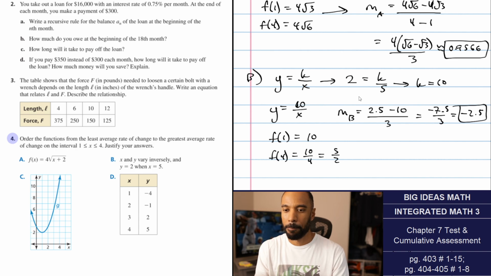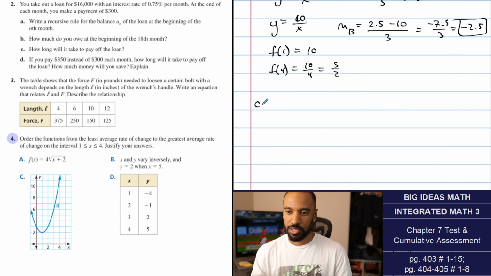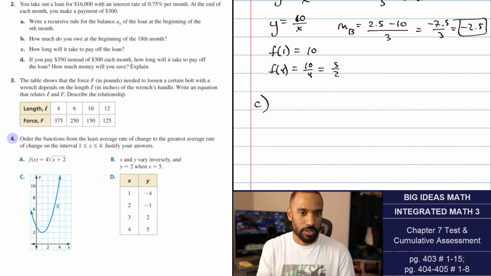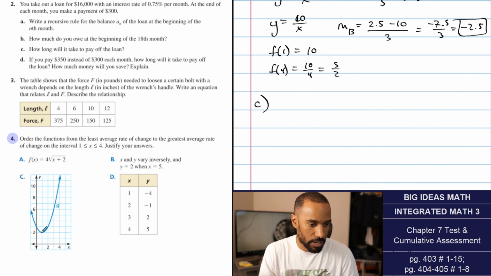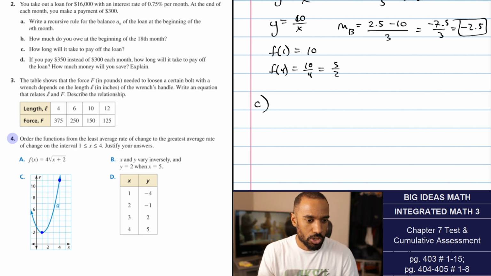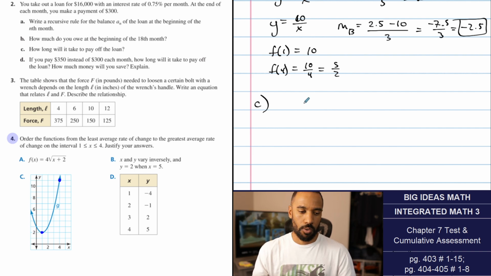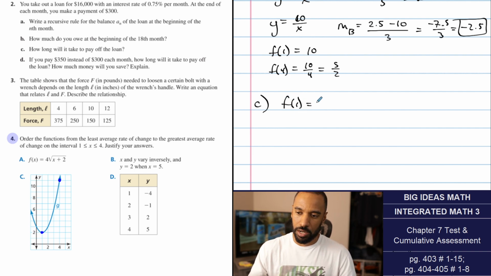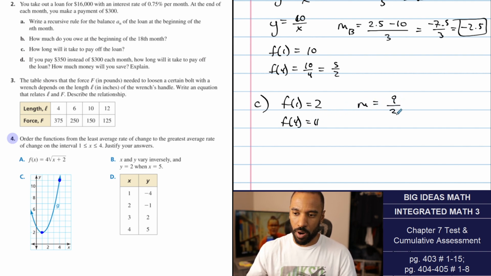Okay, C. C is a graph. Let's just use the graph and calculate the slope. Here's the y when x is 1, and here's the y when x is 4. All right, we're going from 2 to 11. So f of 1 is 2, f of 4 is 11. That slope is a rise of 9 over a run of 3, which is 3.